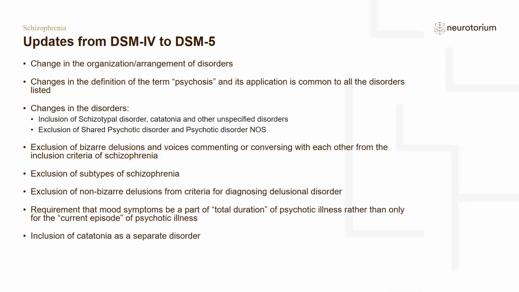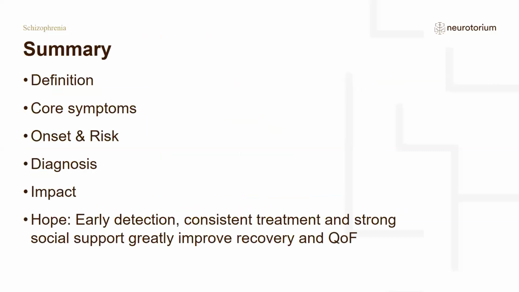But the final thing I think is in the DSM-4 we had catatonic schizophrenia, okay? But now catatonia has actually been separated and is now treated as a disorder on its own in the DSM-5.